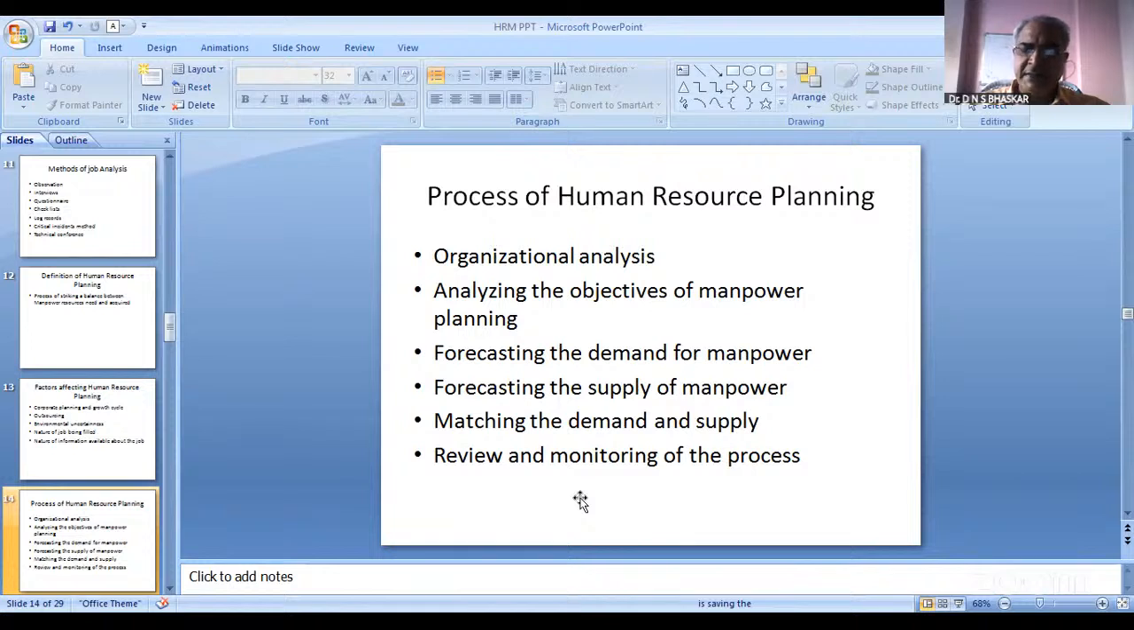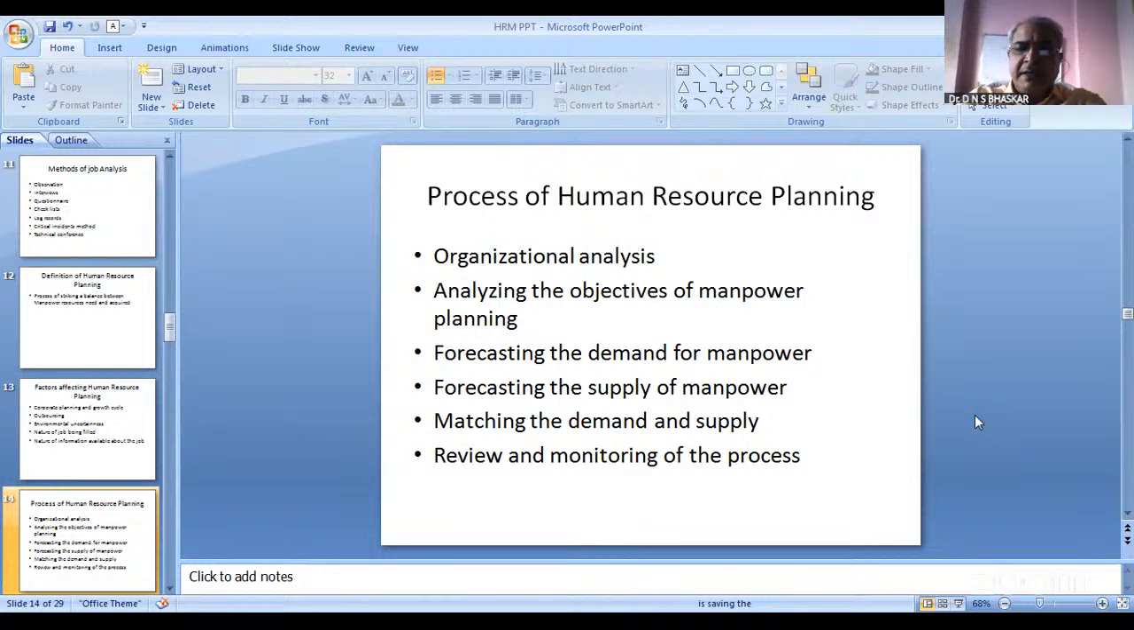Then, matching the demand and the supply. Matching the demand and the supply is also very important. What type of manpower we need to recruit and what type of manpower supply is available, these two are to be considered in a broader area. And the next one is review and monitoring of the process. So how to review the manpower process? These are the other important parts of monitoring the process.